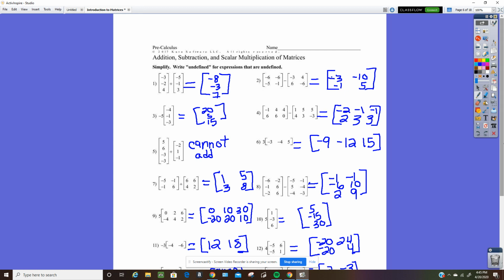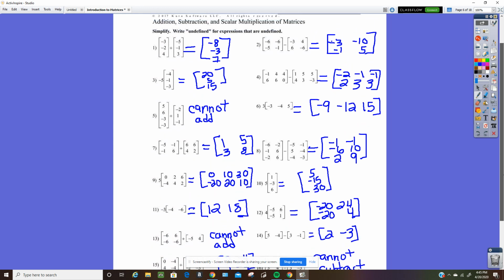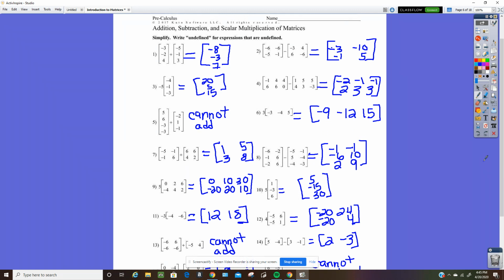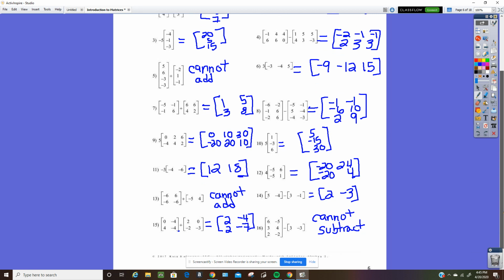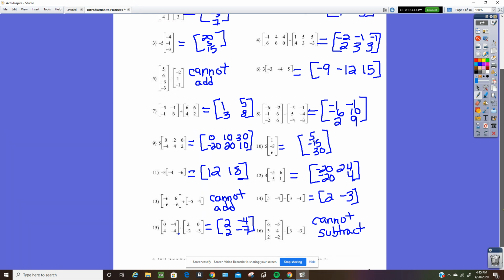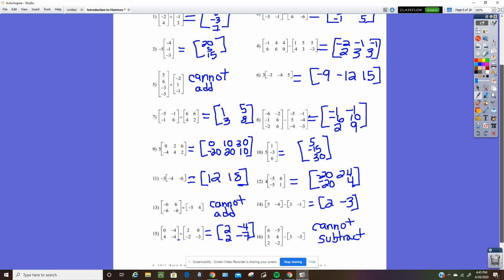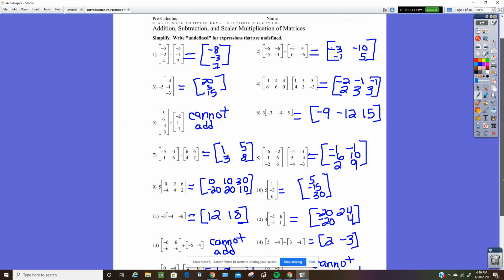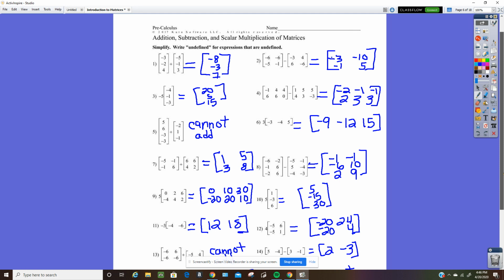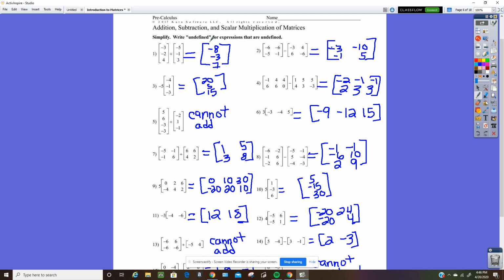But if you notice on this page, you can only add or subtract matrices with the same dimension. If you're multiplying by a scalar, then you multiply each entry by that scalar or that number. So number 5 you cannot do because the dimensions don't match. Number 13 cannot perform that operation. Those dimensions don't match. And 16 cannot do. You cannot subtract there because the dimensions don't match. But everything else on the page you can do the operation. It says write undefined, but it's fine if you wrote cannot add or cannot subtract there.